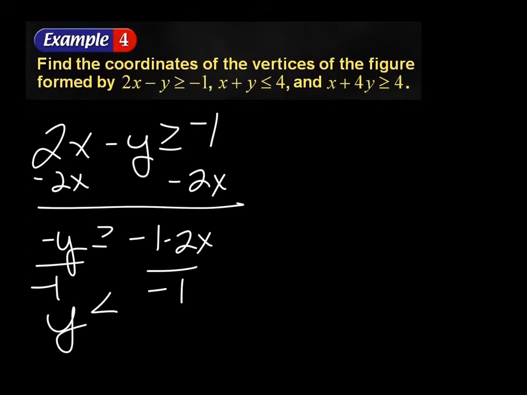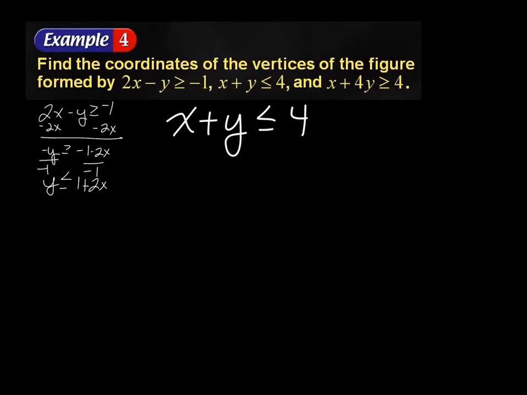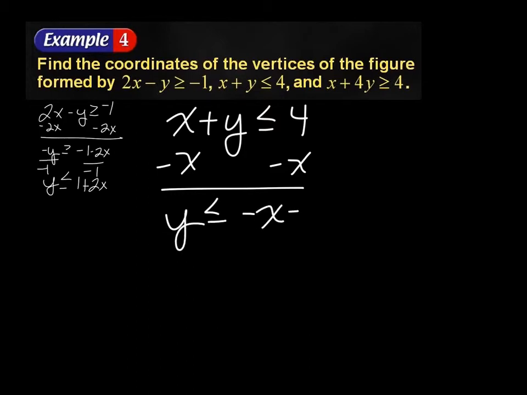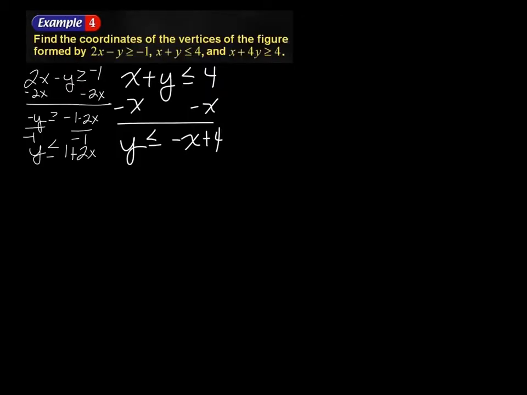So y is less than or equal to 1 plus 2x. Okay, so we have a y-intercept at 1, a slope of 2. Oh, that second one's lovely. Subtract x from both sides, and we've got that. So y is less than or equal to, I'm going to put it in the order we're used to seeing it, -x plus 4, so it looks like y equals mx plus b. I guess I could have done that to the other one too and written it as y is less than or equal to 2x plus 1.